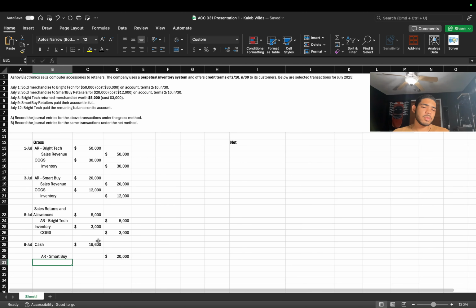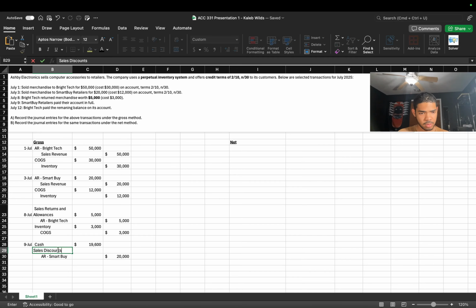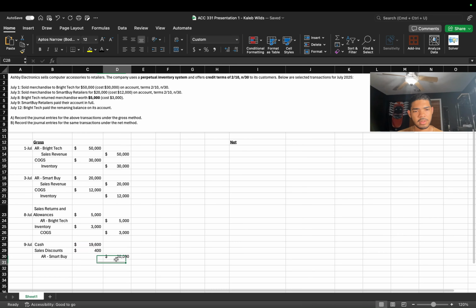So that leaves us with an unbalanced journal entry, and the way we fix that is with this account, sales discounts. We could just find the difference between these two values right here, or another way to look at it is we take the amount that they were owing, and we're just going to multiply that by the discount, 2%, and that's going to give us how much of a discount they actually got. And then you can see if we highlight these two and look down here, that equals our $20,000 for the accounts receivable.